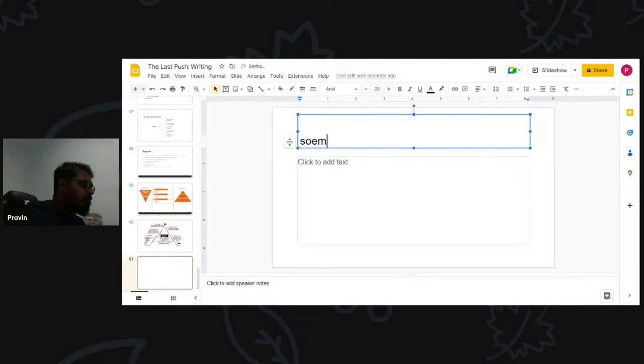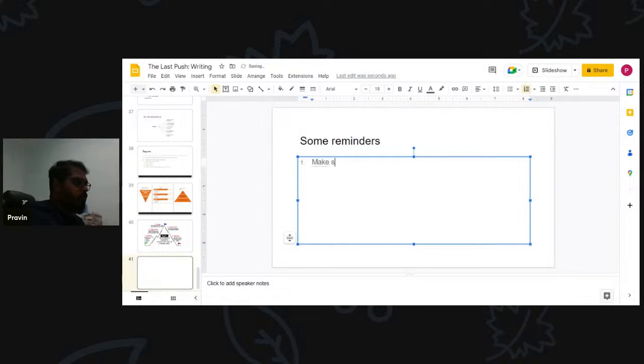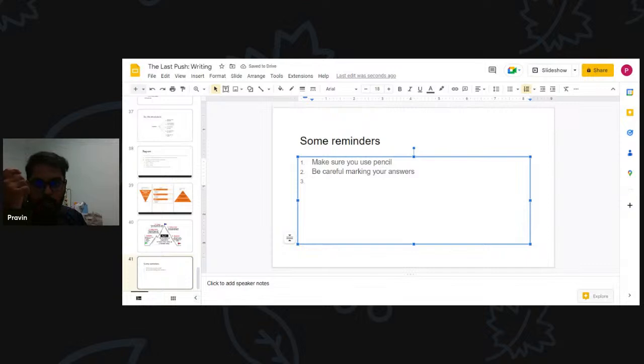Okay, first some reminders. Number one, make sure you use pencil. Pastikan guna pencil. Number two, pastikan bila you bulatkan jawapan kamu, bulat pada tempat yang betul lah. Jangan bulatkan kat tempat yang tak betul lah. Right, so that one you have to be very careful. Be careful marking your answers. The next thing, kalau salah you nak tukar jawapan, pastikan you padam dengan betul.